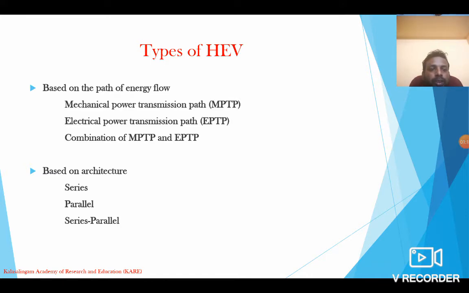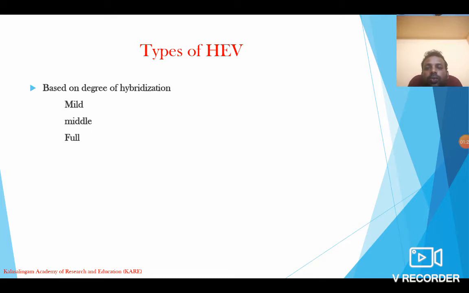The second thing is that the hybrid electrical vehicle is further classified based on the arrangement or the architecture of the engine as well as the electrical drive. So it is classified like series, parallel, and series-parallel. Next, the third one is that the hybrid electrical vehicle is classified into three types based on the hybridization, such as micro or mild hybridization, medium hybridization, as well as full hybridization, right?